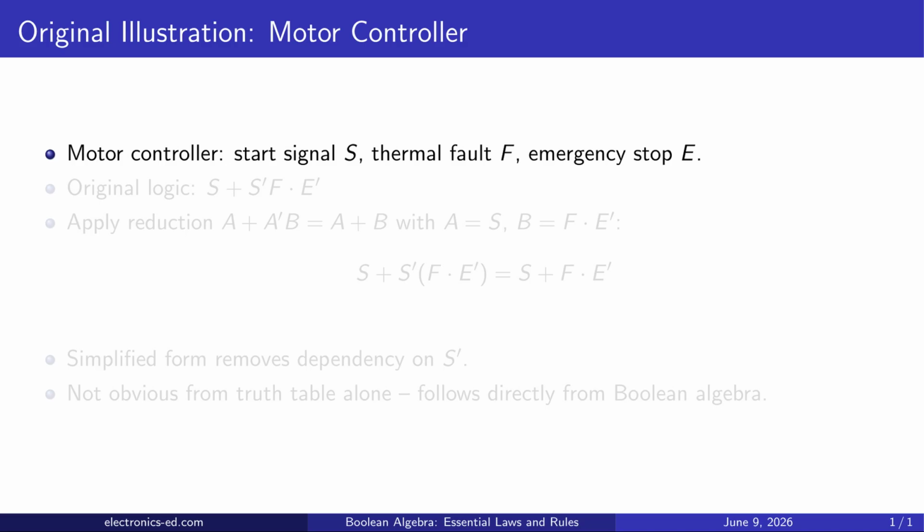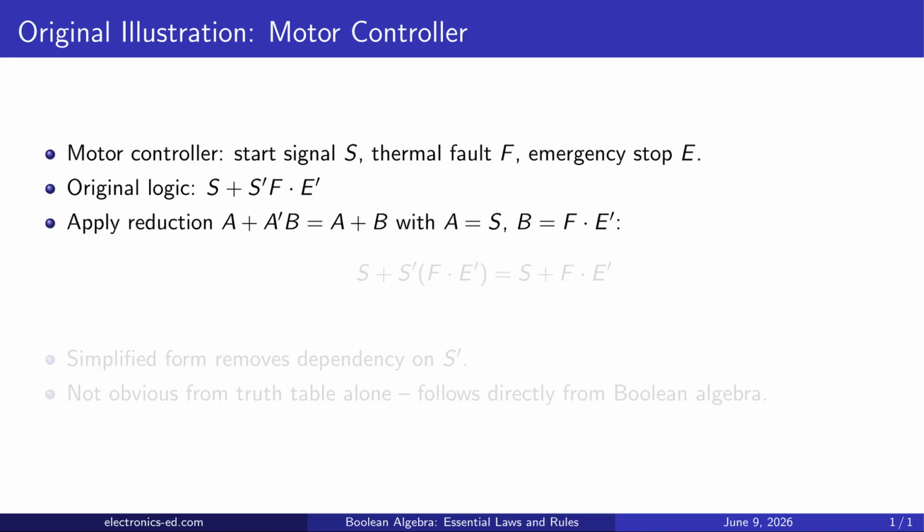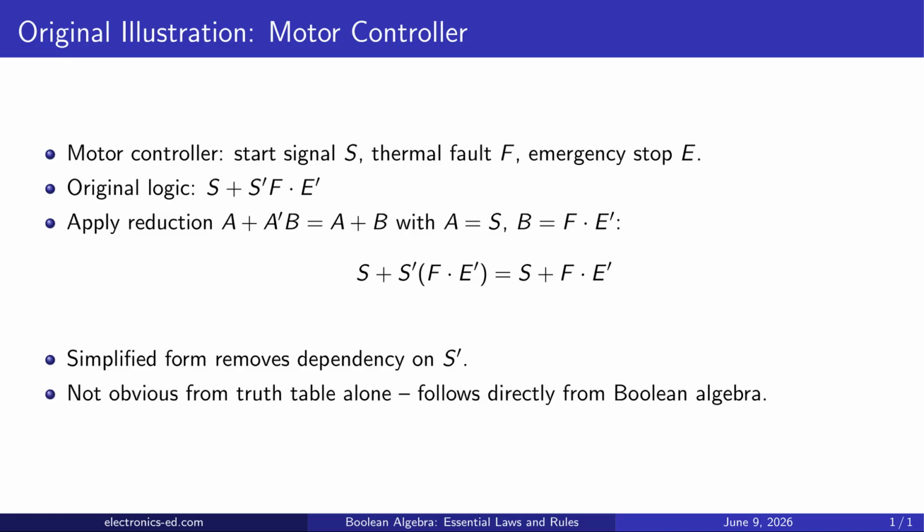Consider a motor controller with start signal S, thermal fault F, and emergency stop E. The original logic expression is S or S complement and F and E complement. Apply the reduction A plus A complement B equals A plus B, with A as S and B as F and E complement. We get S plus F and E complement simplified. This simplified form removes any dependency on S complement. This result isn't obvious from a truth table alone, but follows directly from Boolean algebra.